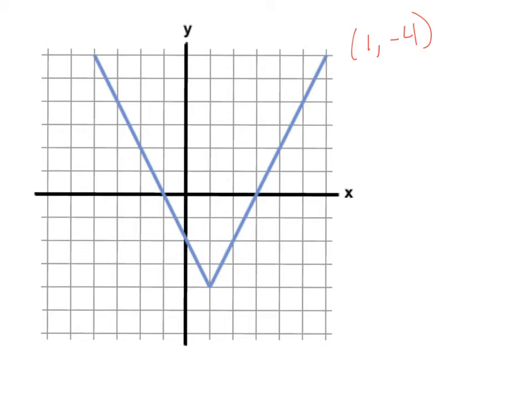And then I need to look at what my compression or my stretch would be. I do that by looking at the slope, starting from the vertex and going to the right. So it looks like I go up 1, 2 over 1, up 1, 2 over 1. So I'm going up 2 and over 1 each time. So 2 over 1, which is equal to 2. So that's my compression or stretch.